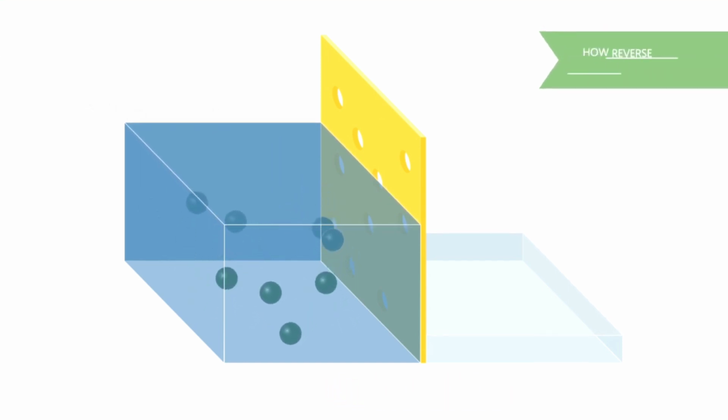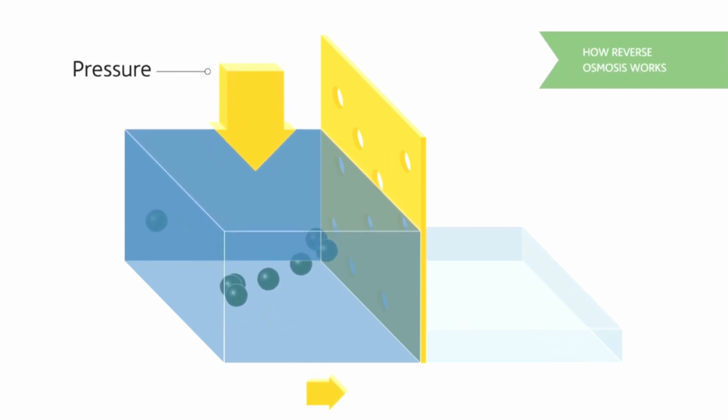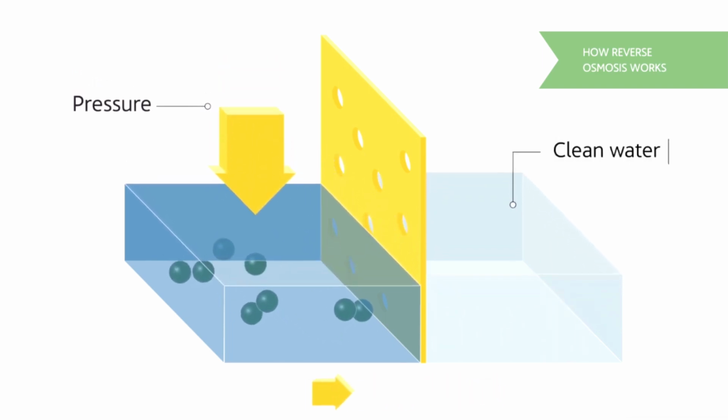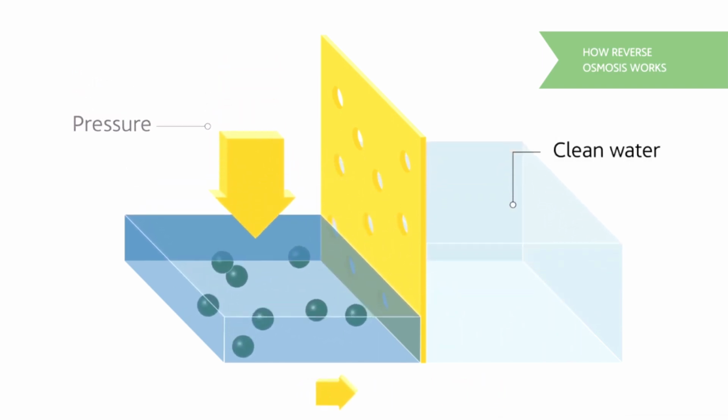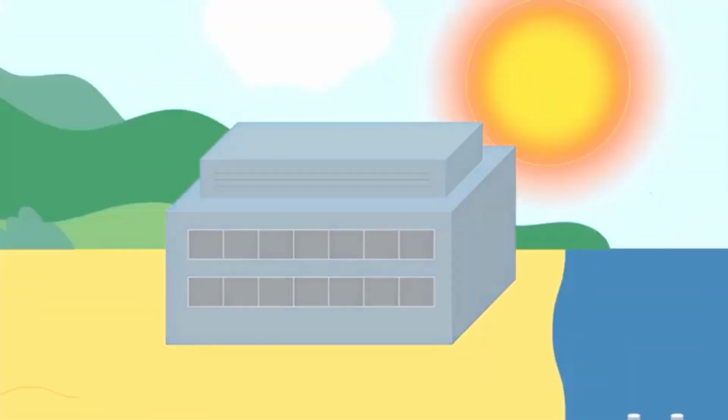We take in seawater, a highly concentrated solution, and force it through the membrane by adding pressure. On the other side, we obtain salt-free water, while back on the first side, the remaining water still holds the salt the membrane prevented from passing through. Let's look at the process overall.